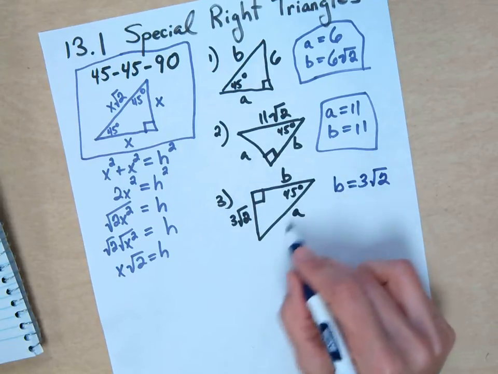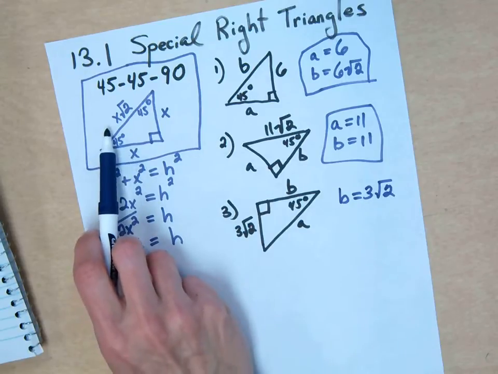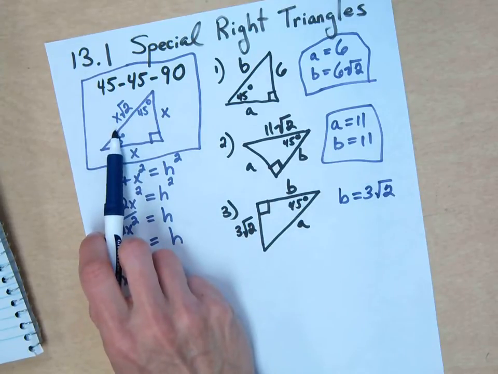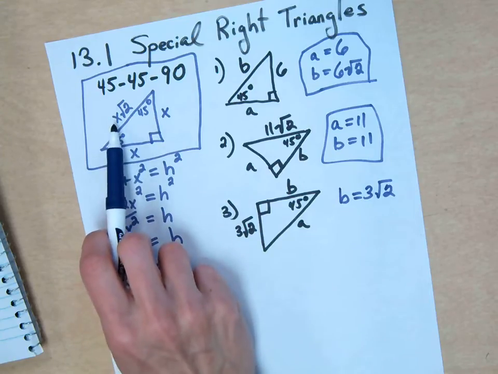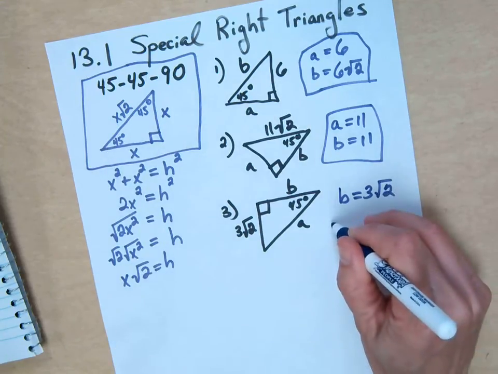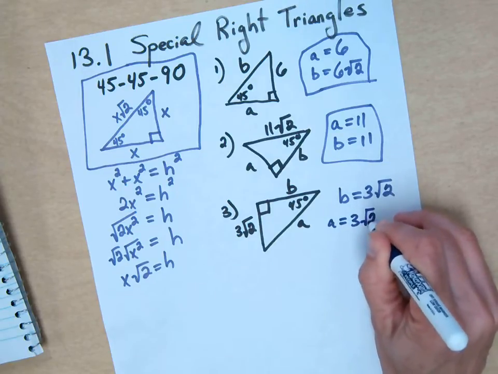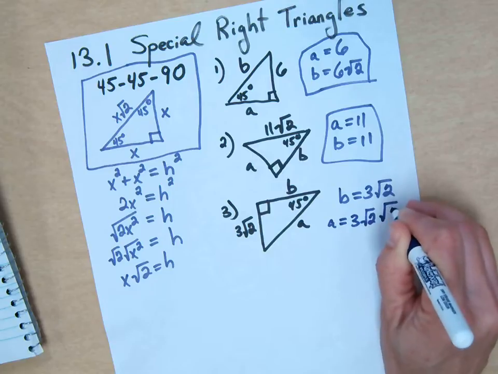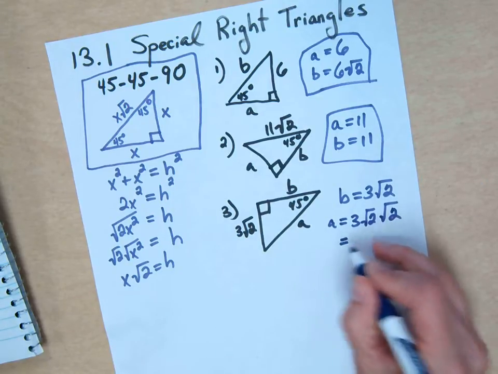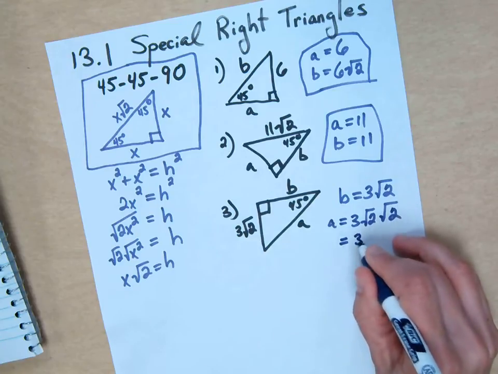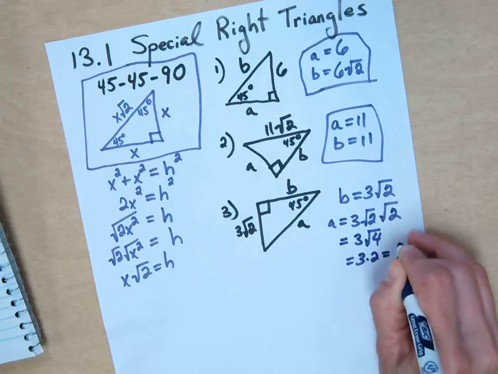Now, the hypotenuse is, look at the formula. It's the leg length times the square root of 2. Right? So you gotta plug that in here. So A is gonna be 3 root 2 times the square root of 2. Okay, so now we got to simplify that. So that's 3 times root 4, which is 3 times 2, or 6.